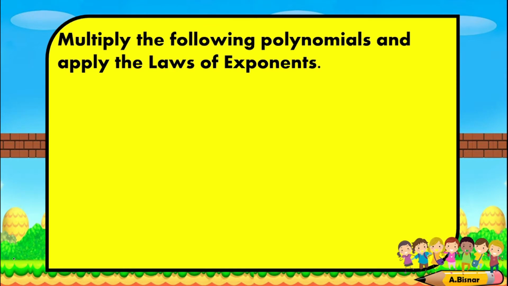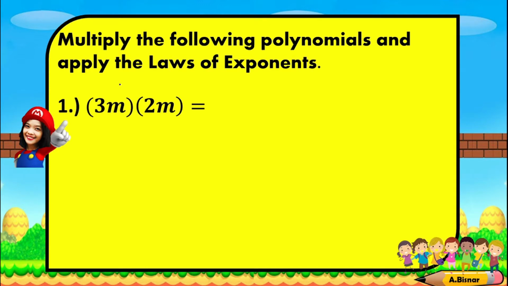So let us start with multiplying a monomial to another monomial. From the given direction, multiply the following polynomials and apply the laws of exponents. For number 1, 3m times 2m. Well, in here, you have to remember that you need to multiply the numerical coefficient. 3 times 2, the answer is 6.